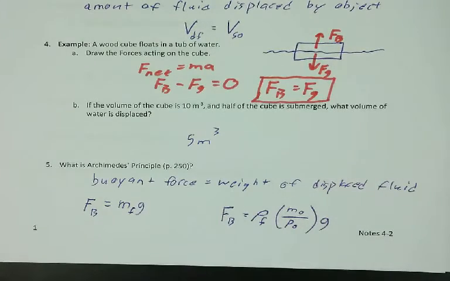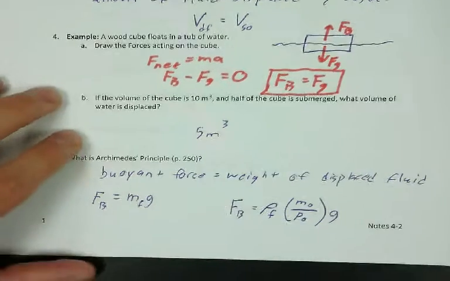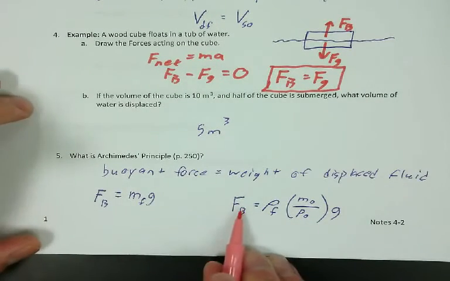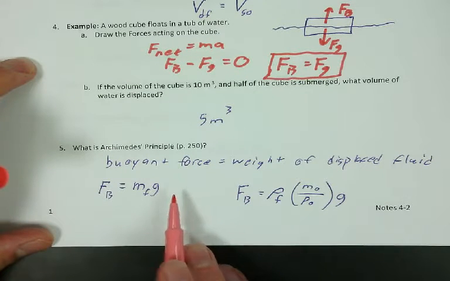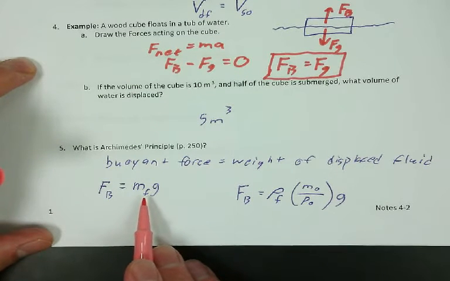But it's going to make solving a lot easier. So what do all these things mean? FB is buoyant force. I feel like that one's pretty straightforward. G is the acceleration of gravity, 9.8. M is the mass of the fluid.